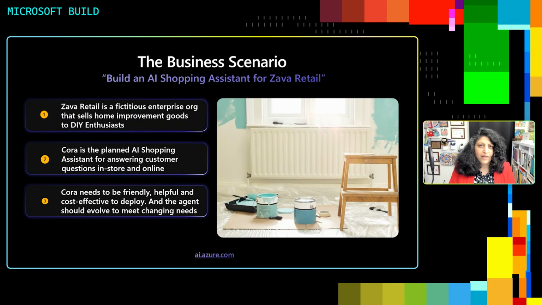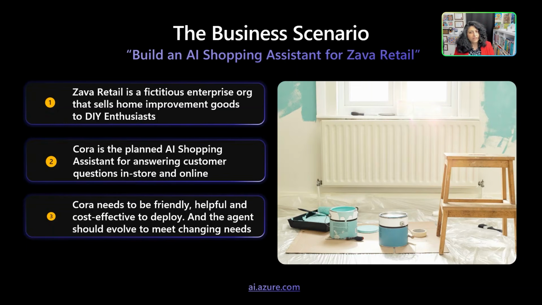And we're both here really excited to talk to you about Microsoft Foundry and specifically about Portal. Where does your journey start? Every AI development journey has to start with a business scenario. In our case, we're going to talk about a retailer called Zava. Zava is a fictitious enterprise retailer selling home improvement goods to DIY project enthusiasts. And you are part of the AI development team.